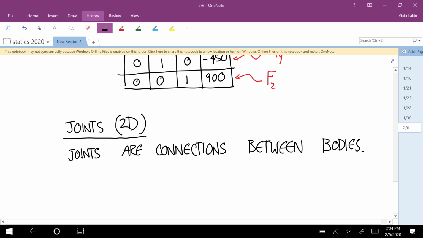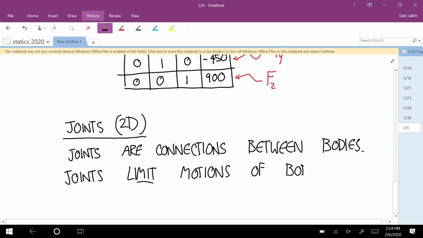And the key thing that joints do is they limit the motions of bodies. And in what ways they limit those motions is going to be the way to understand what kind of loads they apply. So the key thing is always going to be: the presence of this joint, how does it limit the motion of this object?